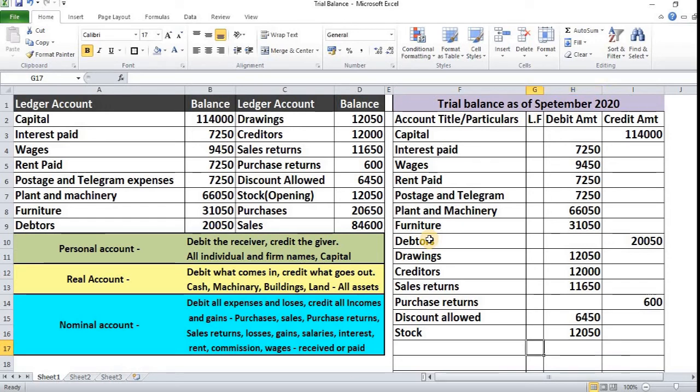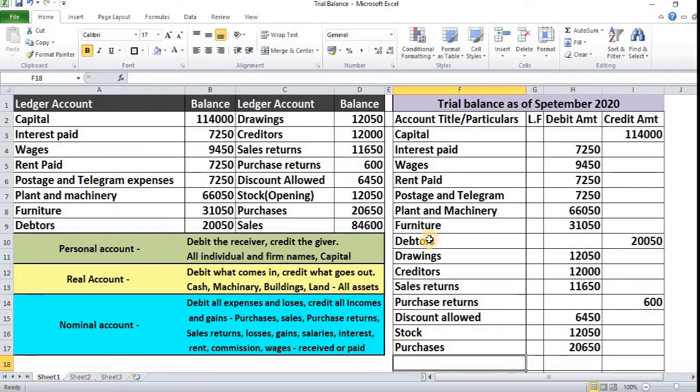Our next account is purchases. Purchases is an expense. Expenses come under nominal account. As per nominal account rule, expense should be debited. So we will mention purchases in the particulars column and 20,650 in the debit amount column.